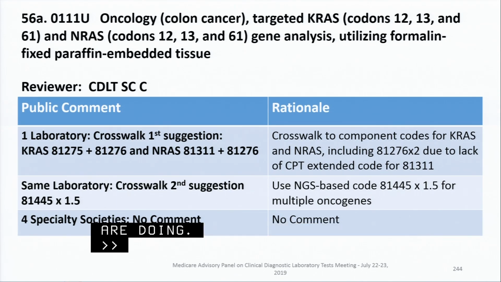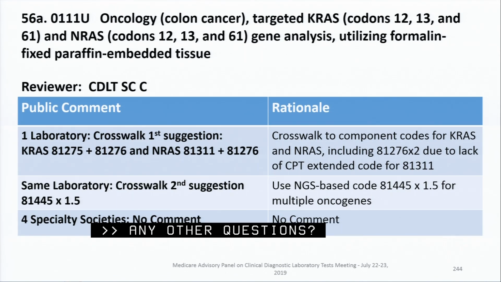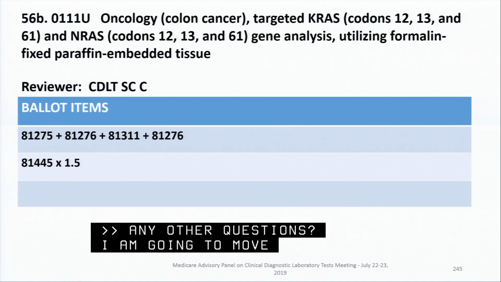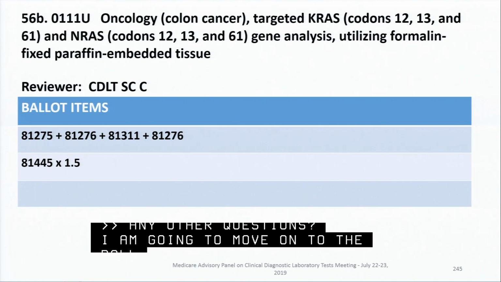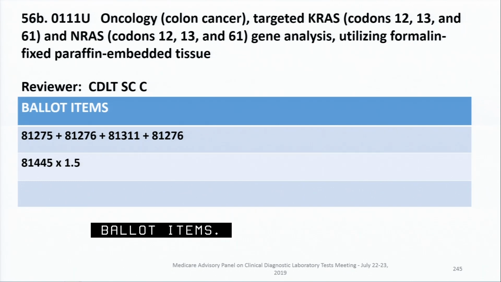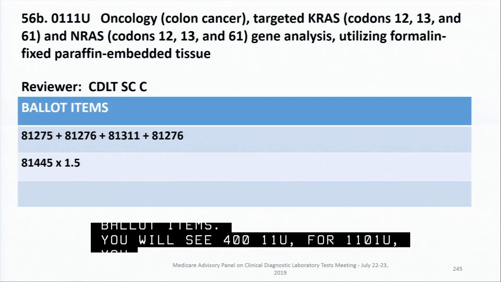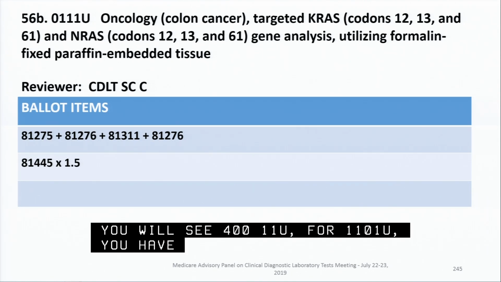Okay. So I'm going to move on then to the ballot items code, and slide, excuse me. So you will see for 0111U, you have 81275 plus 81276 plus 81311 plus 81276. That is correct. And the second choice is 81445 times 1.5, and then obviously gap fill as well.